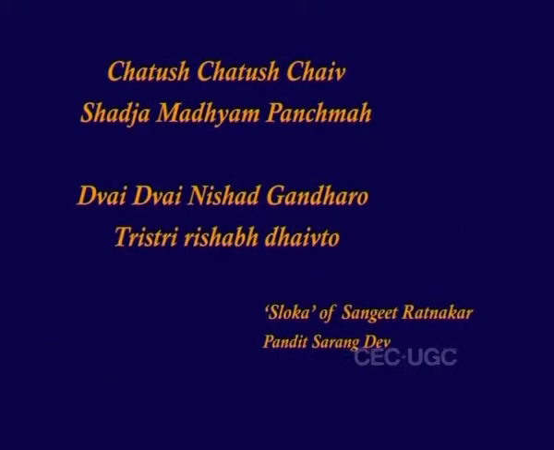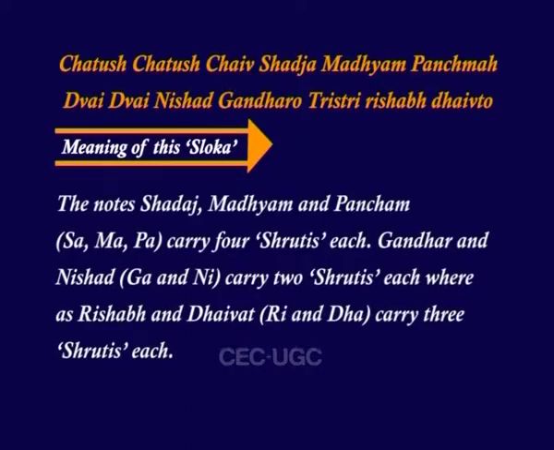In the old Sanskrit text, it is mentioned: Chatushchatushchaiva Shadaj Madhyam Panchamah, Dvaya Dvaya Nishad Gandharo Tristre Rishabh Dhaivato. According to this Sanskrit shlok of Sangeet Ratnakar by Pandit Sharangdev, the notes Shadaj, Madhyam and Pancham, that is Sa, Ma and Pa, carry 4 shrutis each. Gandhar and Nishad, that is Ga and Ni, carry 2 shrutis each. Whereas Rishabh and Dhaivat, that is Re and Dha, carry 3 shrutis each.